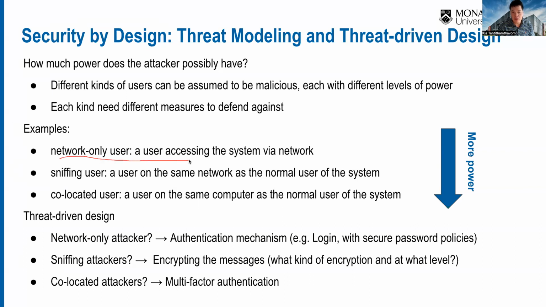If it is a network-only user, they can only access the system via the network. Is that high or low risk? And if it is a co-located user, a user on the same computer as a normal user of the system, the power is different among the users. Let me put this way again.